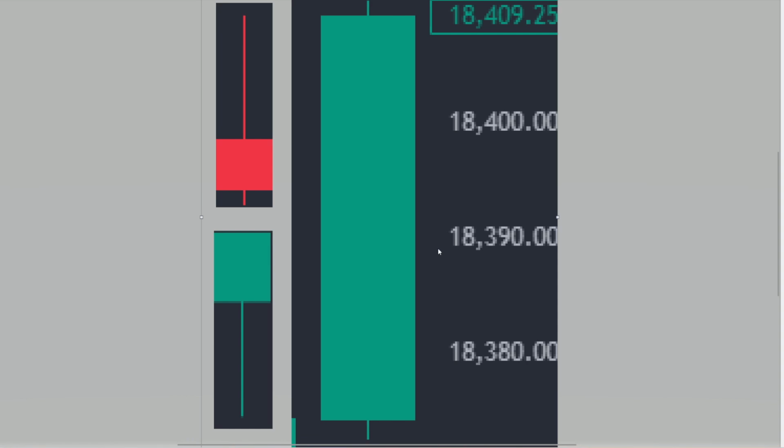My next YouTube video, I'm going to go more in depth on how you can actually determine where the price can go based off of these candlesticks. But as of right now, that is how you read and understand those candlesticks.